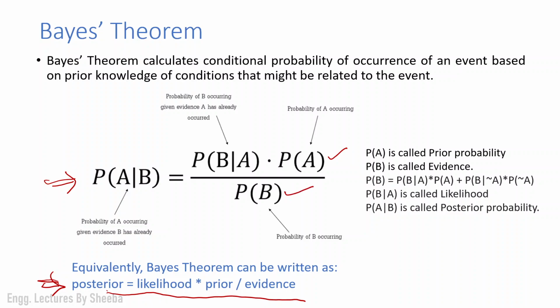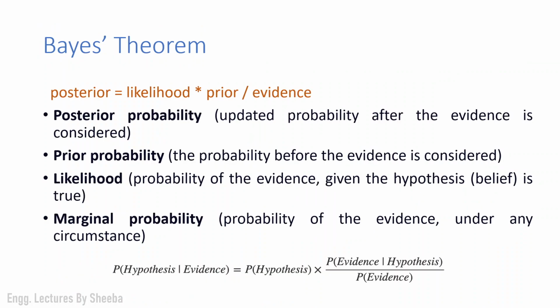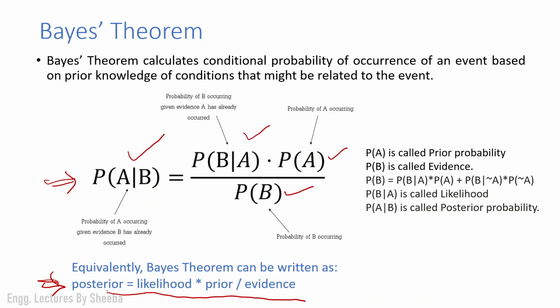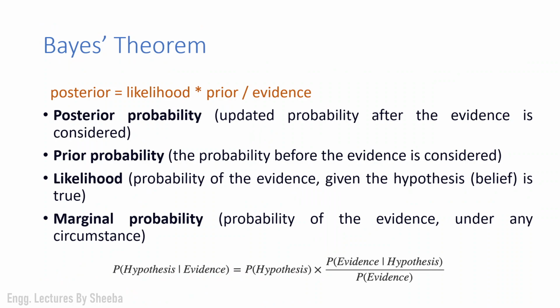This one is called evidence. This one is called likelihood, and this is called posterior probability. But what are these terms? Prior, evidence, posterior, likelihood. We will see that one. Posterior probability is the updated probability after the evidence is considered. So this one is what we are going to find. Based on the evidence we are finding this probability, right? So this probability is nothing but the updated probability after the evidence is considered.